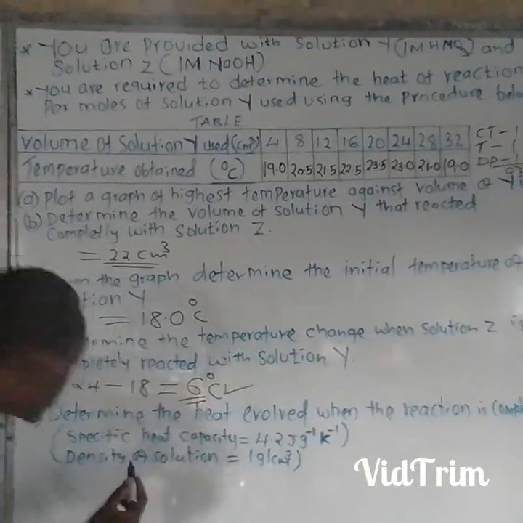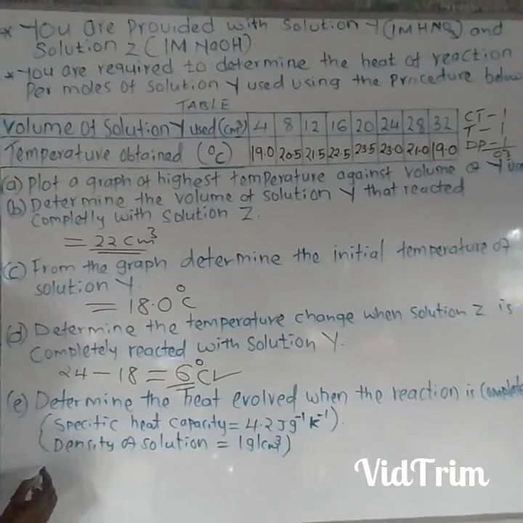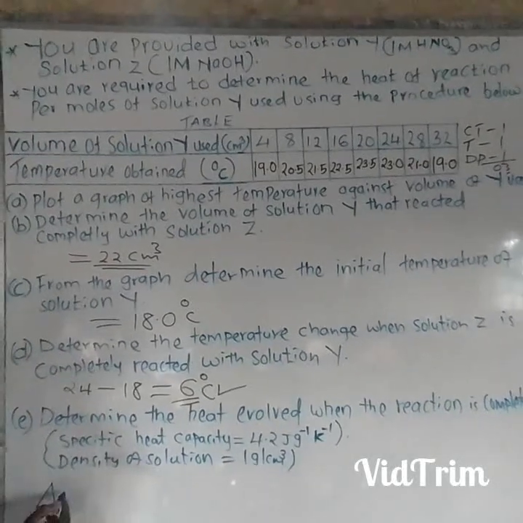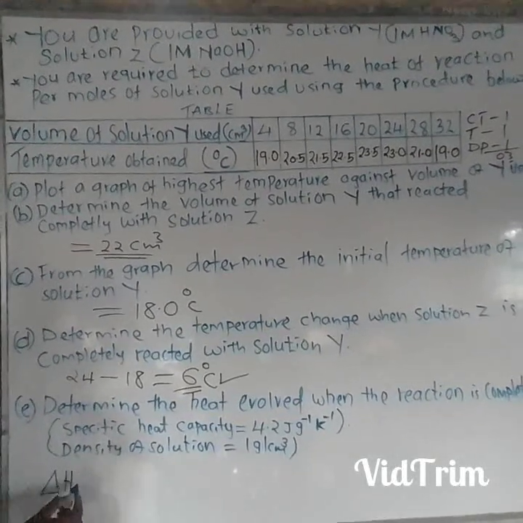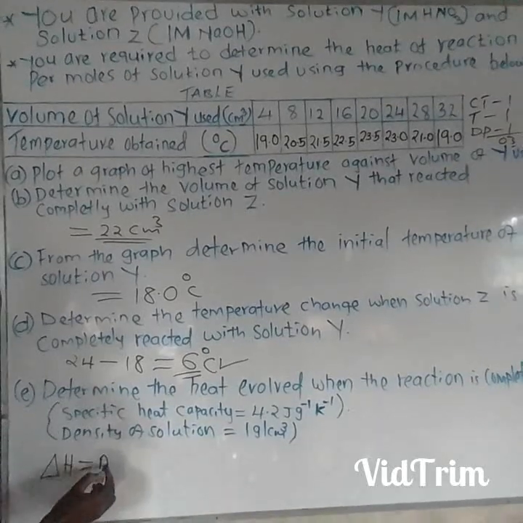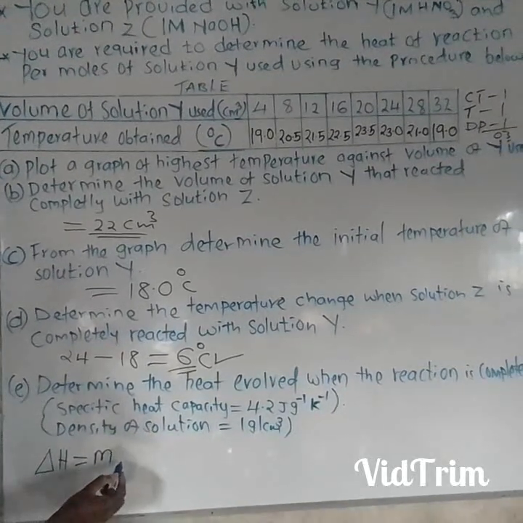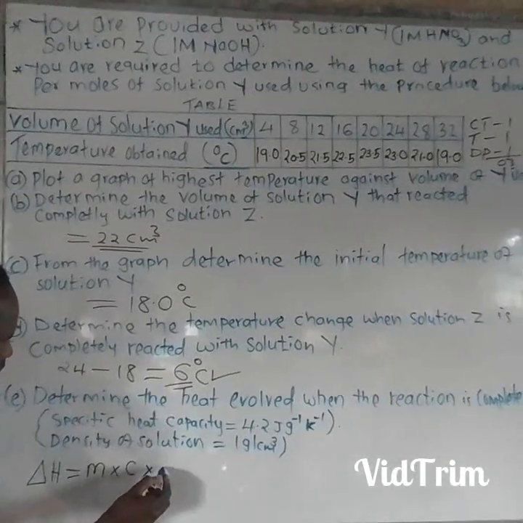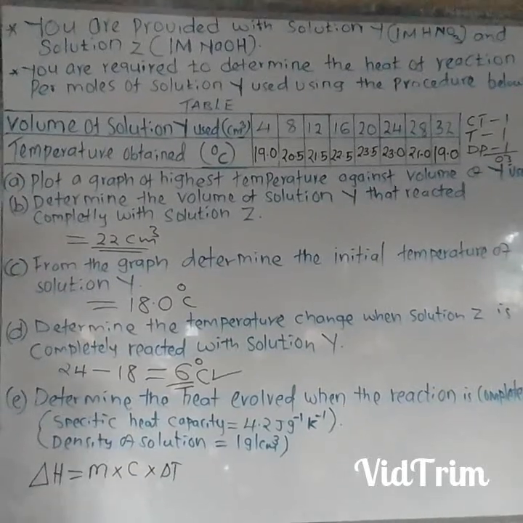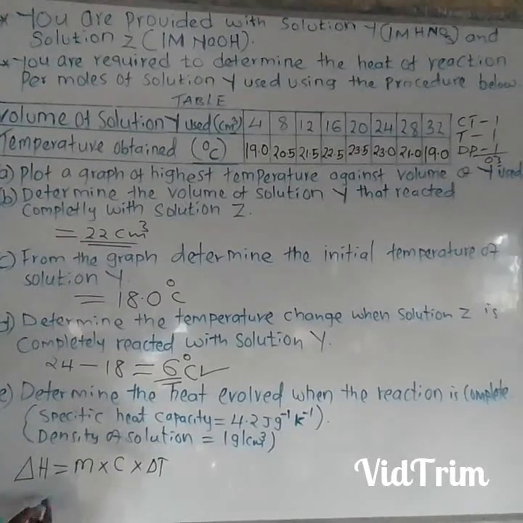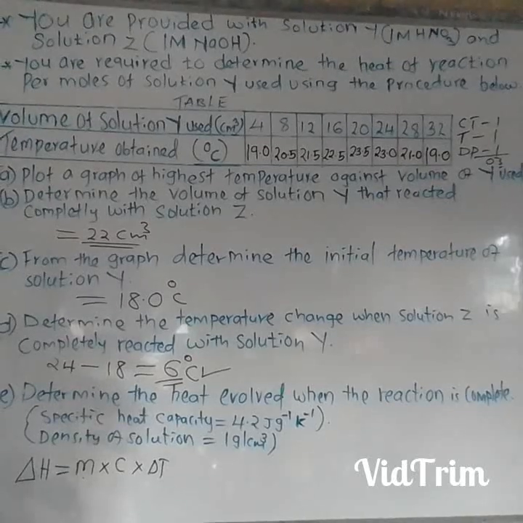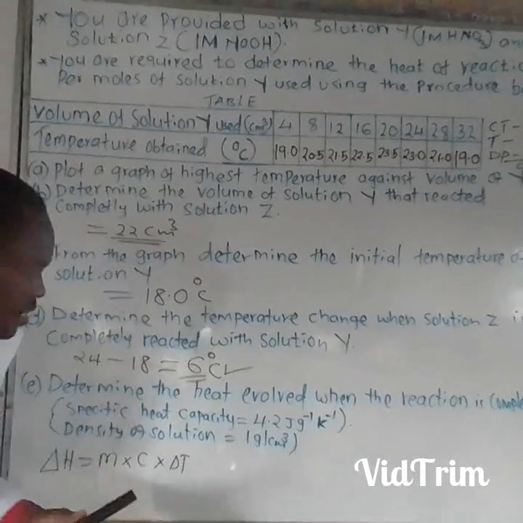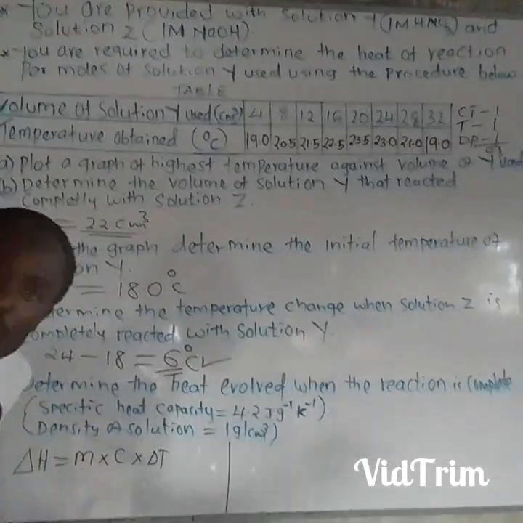So we have this formula which says that the enthalpy change, the heat of a reaction, is given by the mass of the solution times the specific heat capacity times the change in temperature. And what is the mass of the solution? We normally take the total volume of the two solutions.